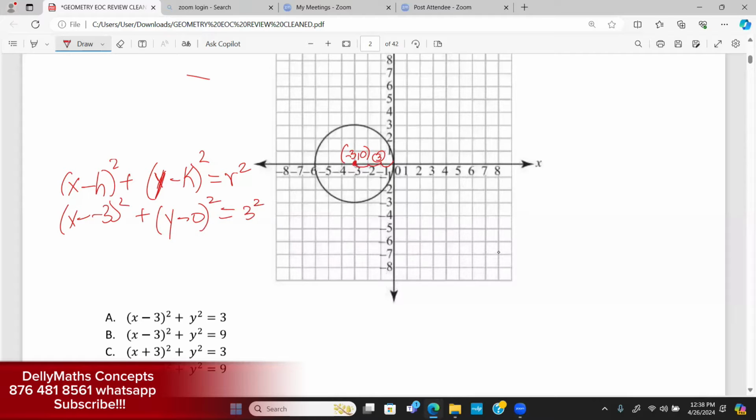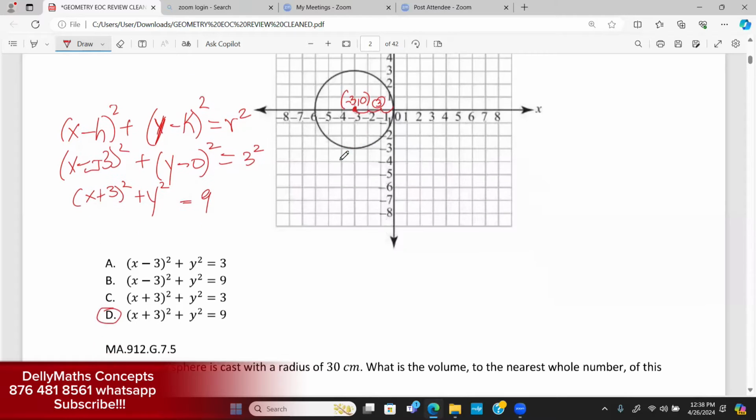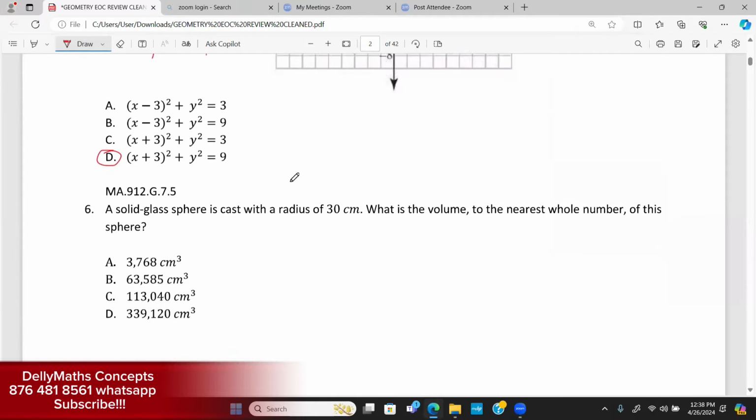I'm looking for this, right? So these two negatives will become positive. So I'm looking at (x plus 3) squared plus y squared, and this is equal to 9. I'm looking for that. So it is definitely D. So basically, understanding the principles, we put them into action and then we go. Let's look at question 6.